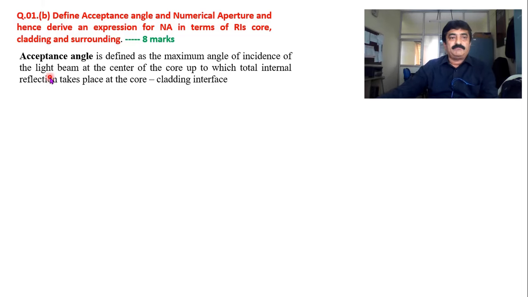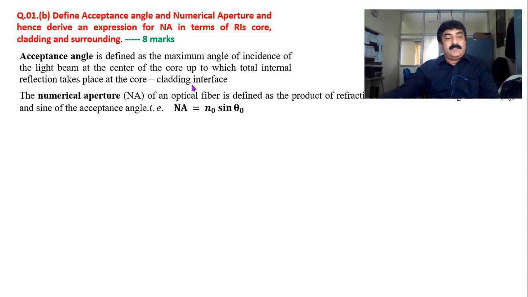Here is the definition. Angle of acceptance, also called acceptance angle, is defined as the maximum angle of incidence of the light beam at the center of the core, up to which total internal reflection takes place in the core clad region. The working principle of optical fiber is total internal reflection. When you send the ray, it gets into the fiber and keeps on traveling in zigzag form because of total internal reflection. This happens only when the ray is traveling at an angle of theta naught, that is called the angle of acceptance. If the angle is greater than theta naught, it is not accepted.